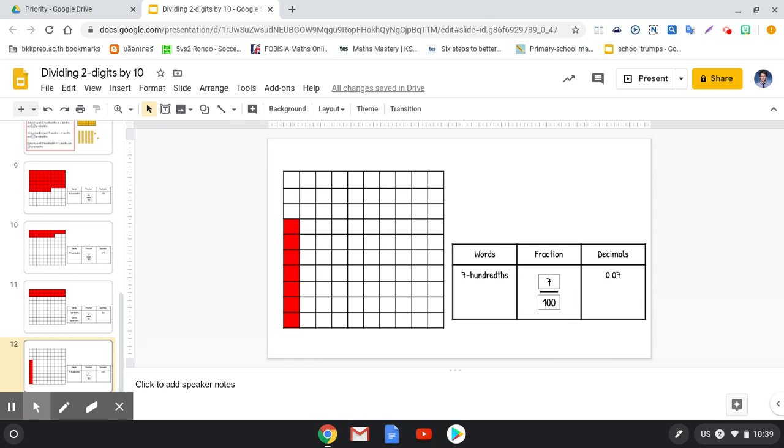Have a look at what clues it gives you, and then see if you can fill in the rest of the information. Can you turn fractions into decimals? Can you draw what the decimal looks like? And can you write it in words?